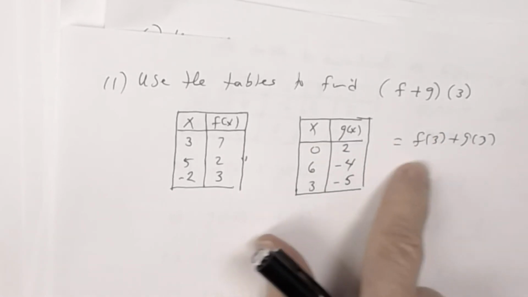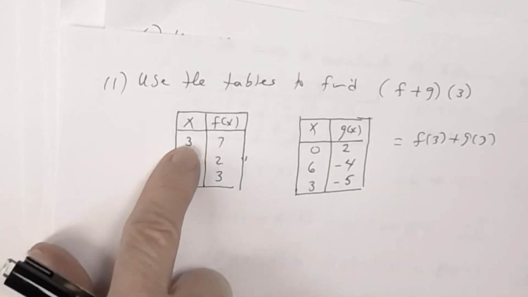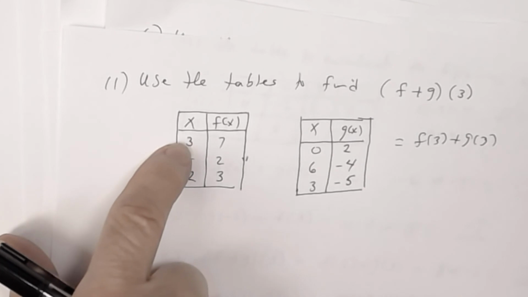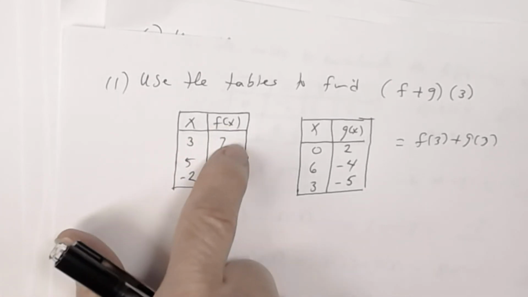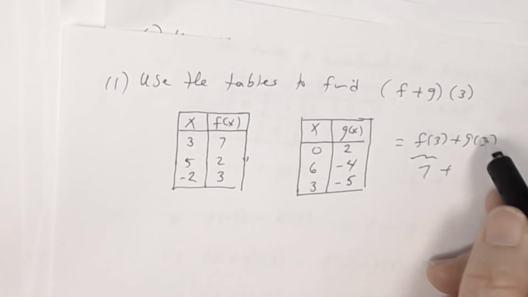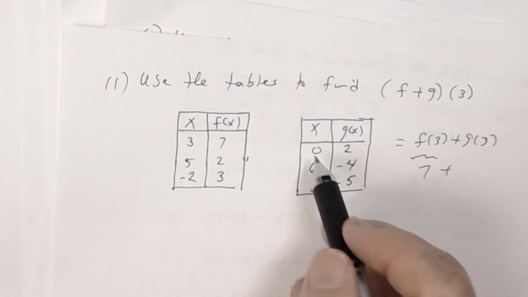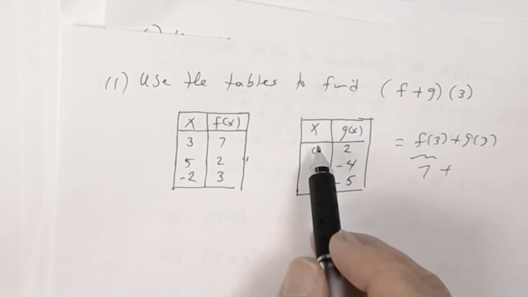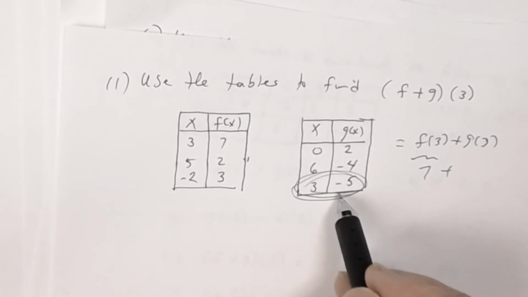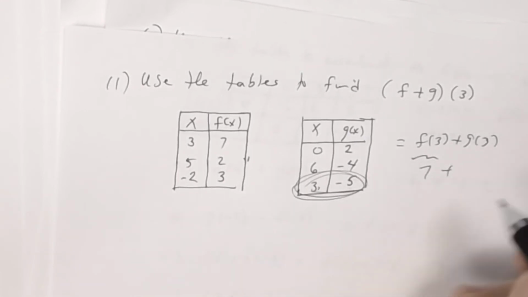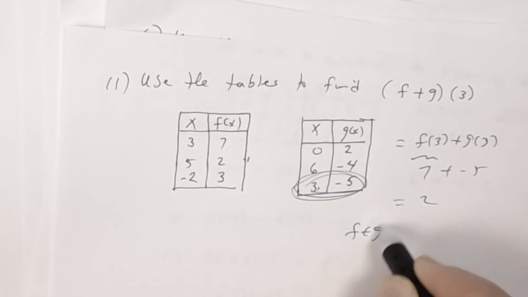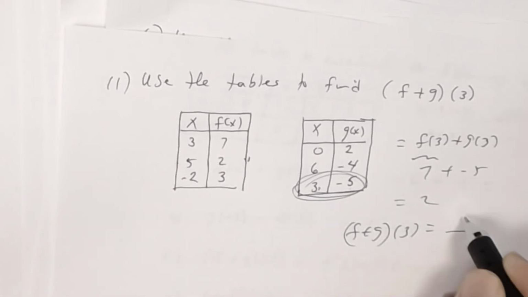And so the question is, when x is 3, what's the y value? So what do you think it is? These are your x's right here. These are your y's. So this is the one that says x is 3, right? So f of 3 then is what? 7. So that's 7. Plus, and then now I go to the table that represents g. So when x is 3, what's my y value? So this one that says x is 3, right? Right here. So when x is 3, what's my y value? Negative 5. So what's the answer? 2. So f plus g at 3 is going to equal 2.